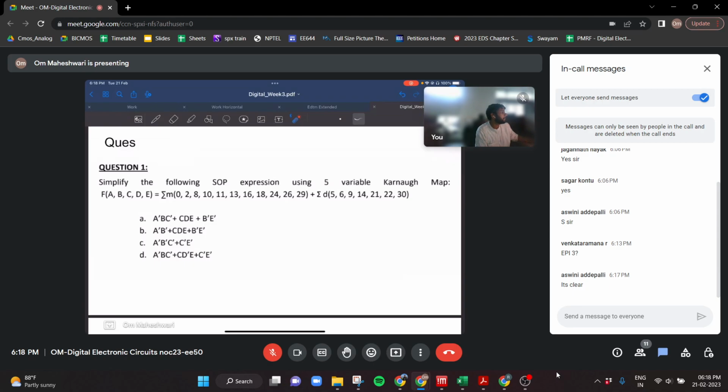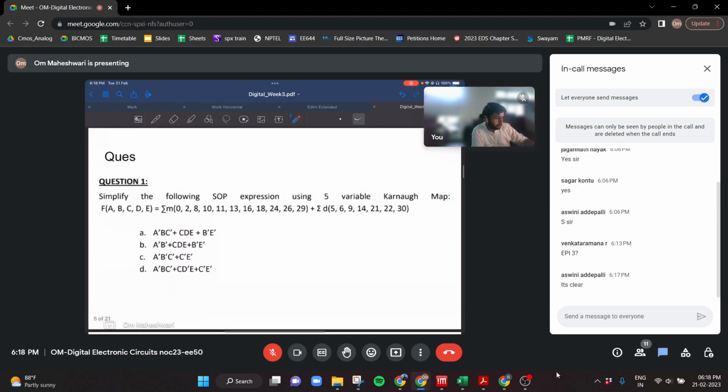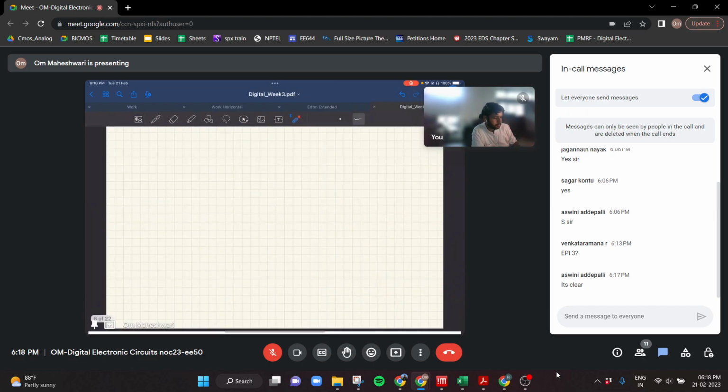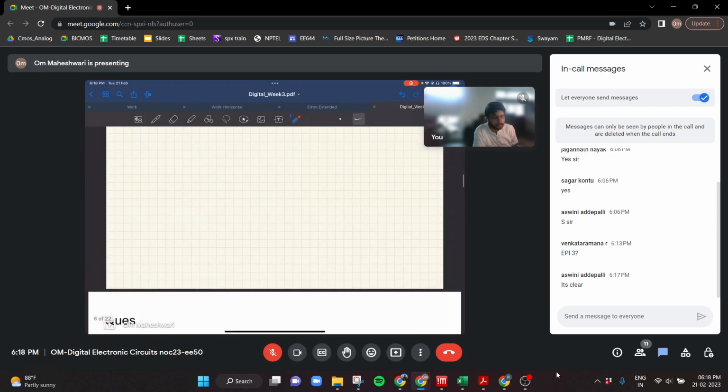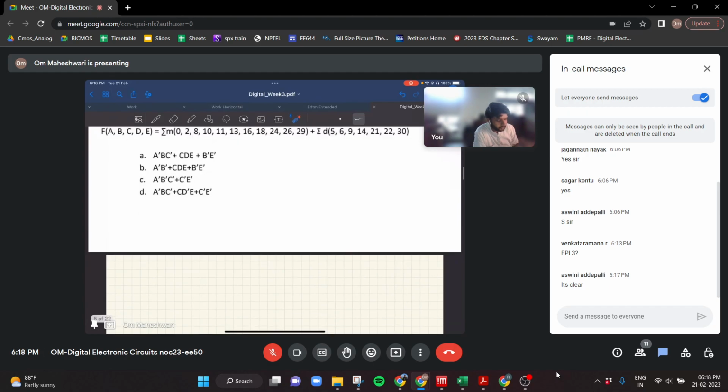Okay, so yeah. I'll draw with you, but I'd like you to give me an answer also. So I'll solve this one. I have two questions on 5 variable K-map. I'll solve the first one. You guys solve the second one. Okay.